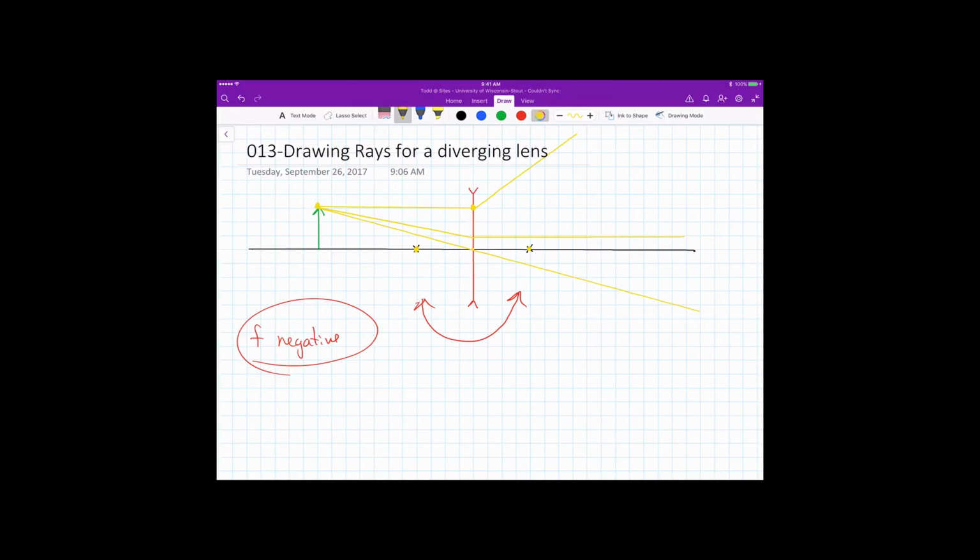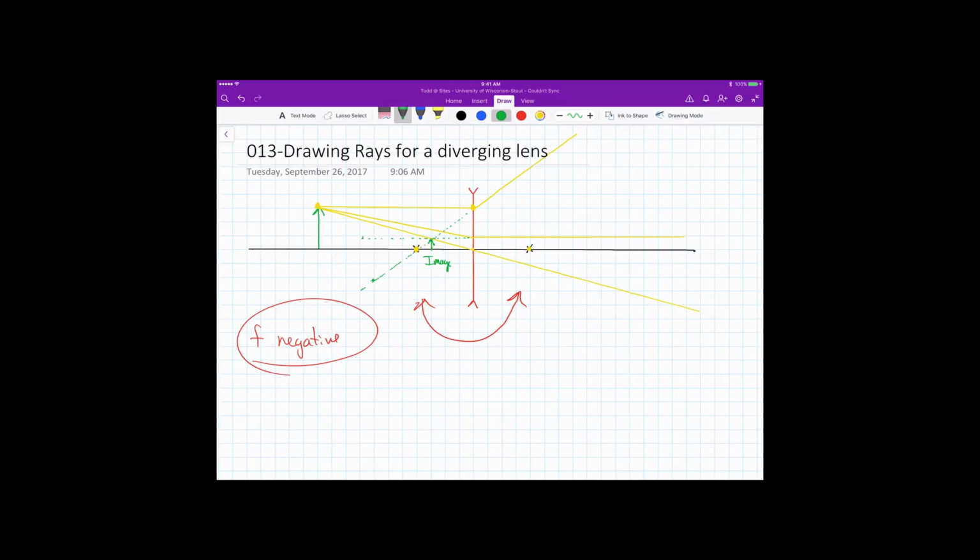Now to try to locate where the image is, I'm going to draw dotted lines back from where it looks like the rays emerging on the right side of the lens might have come from. And do the same thing with this one here. And wherever those three rays look like they've come from, that's where my image is located. So in this case, that's my image.